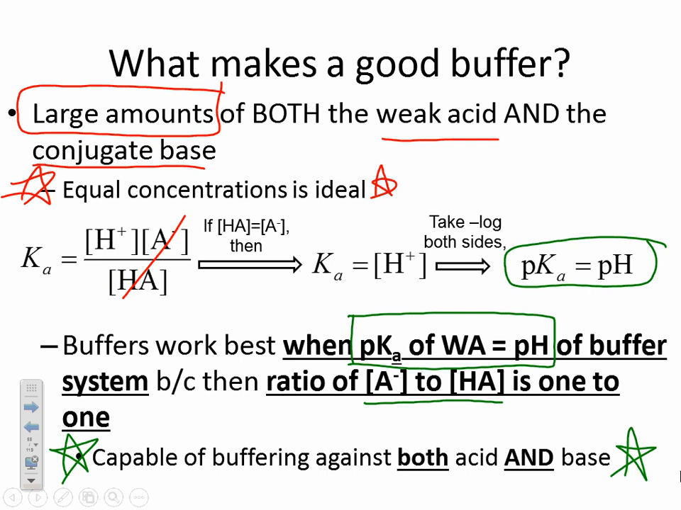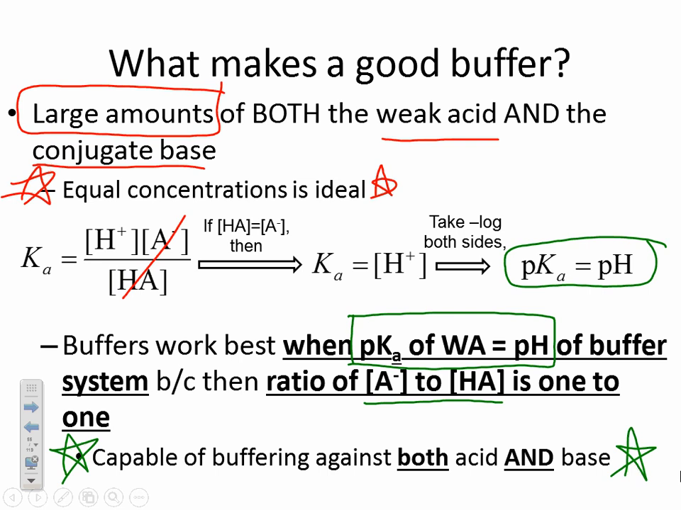Because a buffer, by definition, protects against changes in pH. Well, what could change a pH? A strong acid could change pH, or a strong base could change pH. You want your buffer to be able to protect against both of them. So you want large amounts of both the weak acid and the conjugate base. And if you have equal quantities of both, then you've basically got an equal shot of protecting against either the strong acid or strong base.